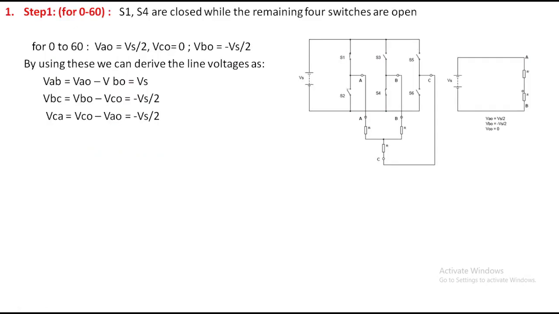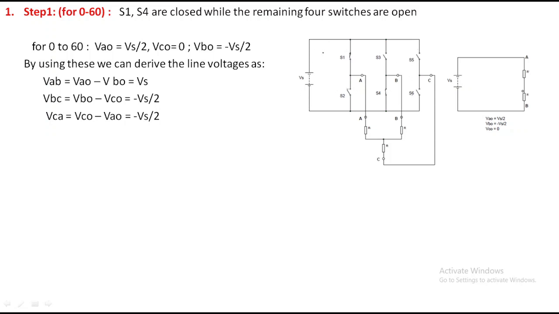So the first step is for 0 to 60 degrees. In this step, you know that S1, S4 are closed while the remaining 4 switches are open. So look at your diagram. This is the DC voltage. S1 is closed and S4 is closed. Remaining S2, S3, S5, S6 all are open.